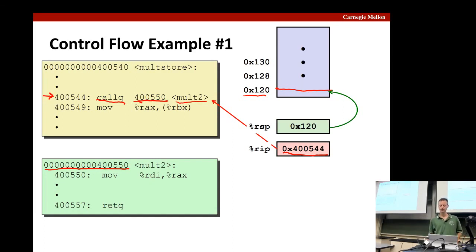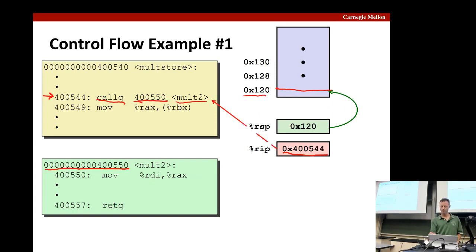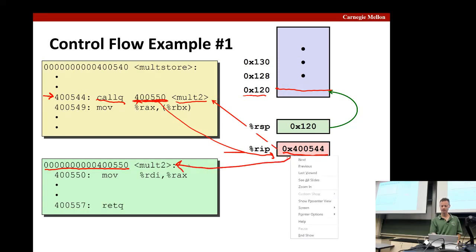Okay. So we're all set up, ready to go. Then what happens? Well, what do we want to happen? What we want is to take this value here, which is where we're trying to jump to, and put it in here, right? So that's where we want to go. After we're done, this should point here.